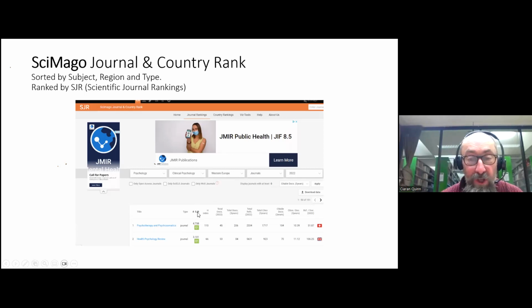And again, there's your SJR. So that's your one that includes the prestige of the journal, the scientific journal ranking. There's your numbers there for that. And again, you can click into those and it'll give you details on that journal as well.